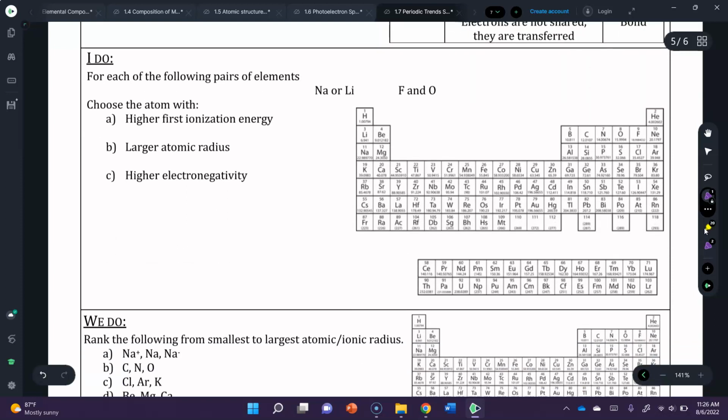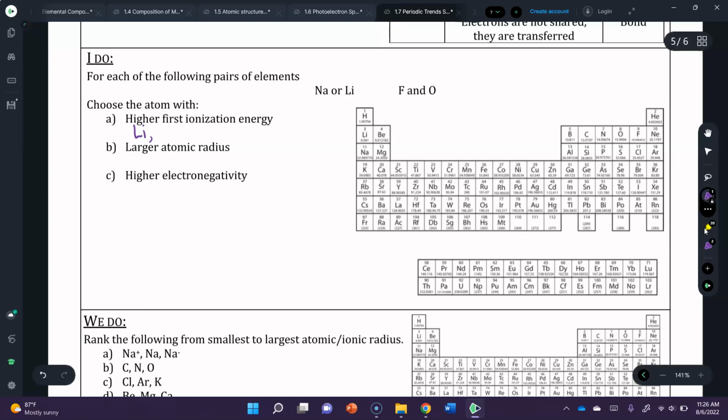For each of the following elements, so we have sodium and lithium and oxygen and fluorine, we're going to choose from each pair the one with the higher ionization energy, larger atomic radius, and higher electronegativity. So when we look at this, highest first ionization energy out of sodium and lithium is going to be lithium, because it is closest to the nucleus. So it's going to experience a higher attractive force, so be harder to pull off.